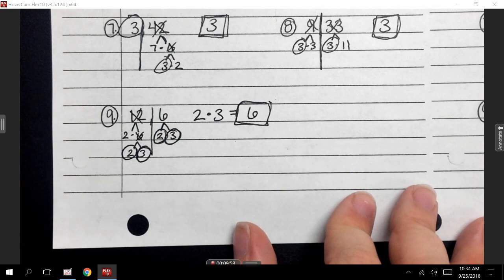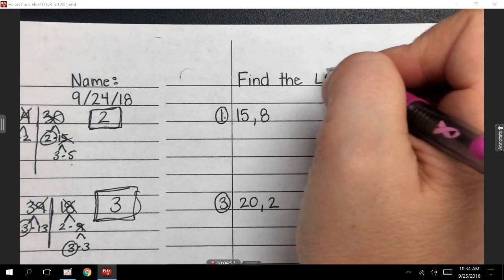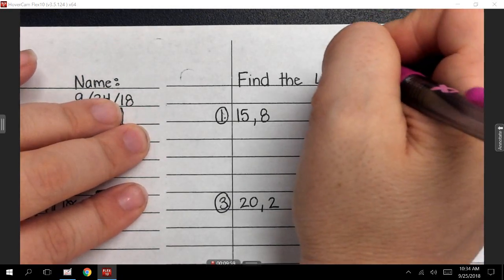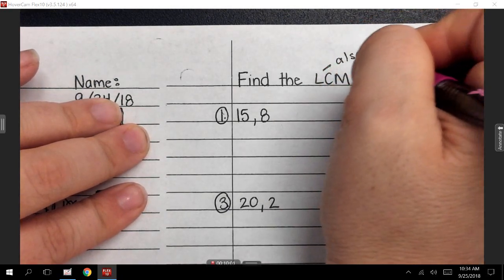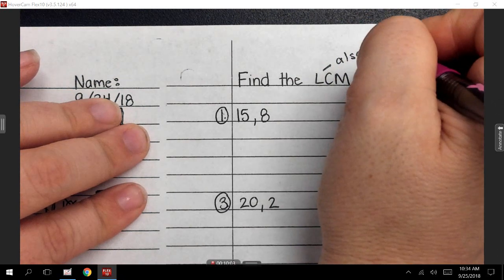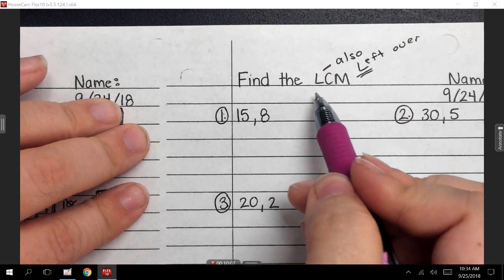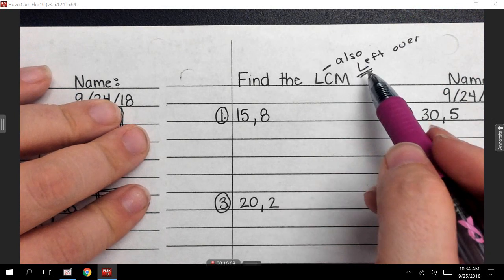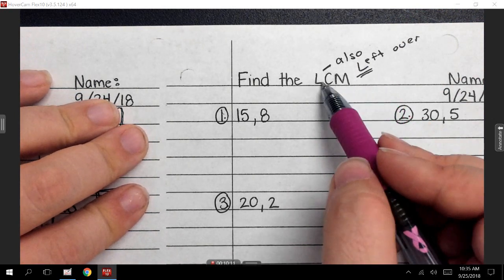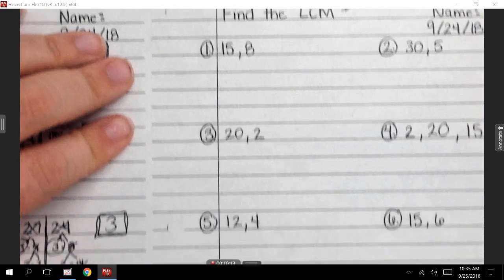For GCF, you only pick what they have in common. When we move over here and do LCM, we also need what's left over. So remember that LCM means we do what's left over as well. Can we see that? Good. LCM also do what's left over.